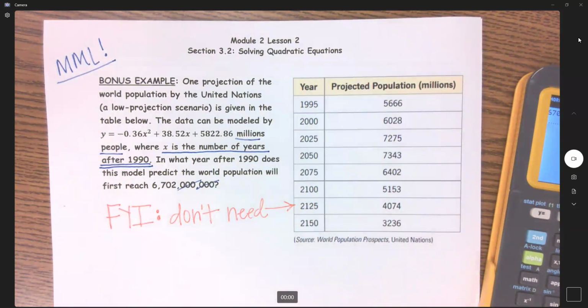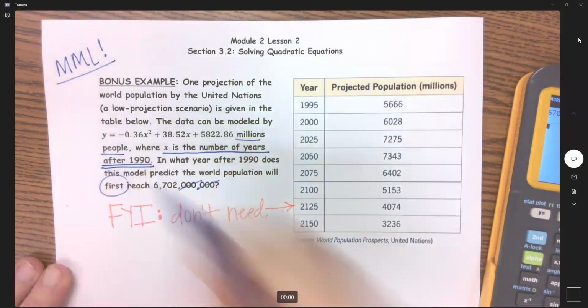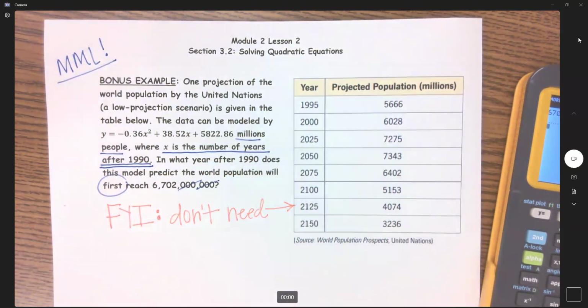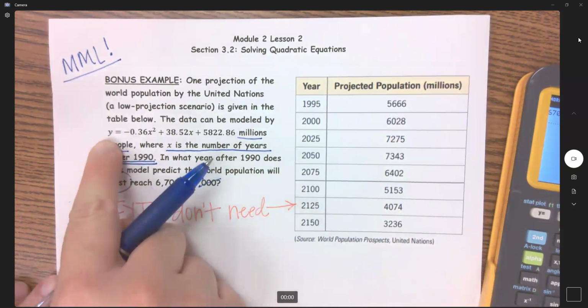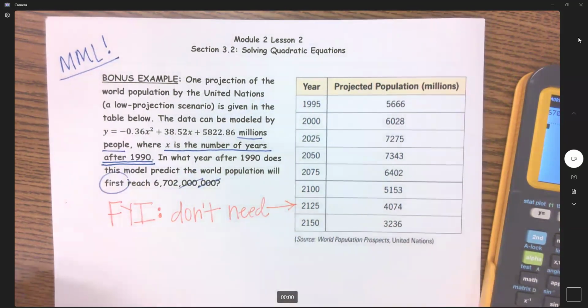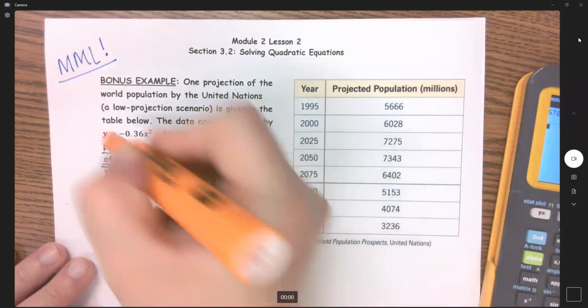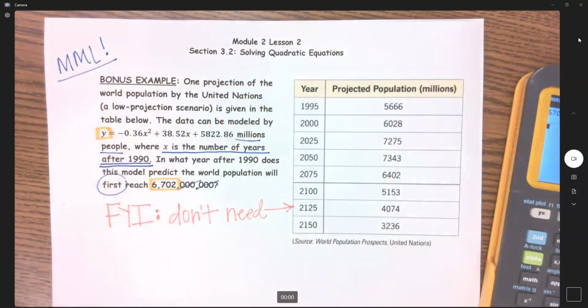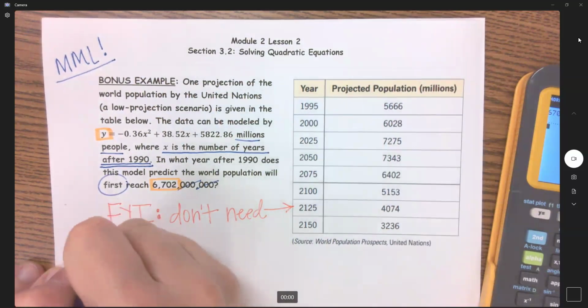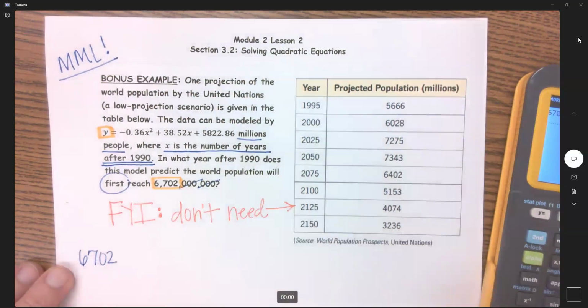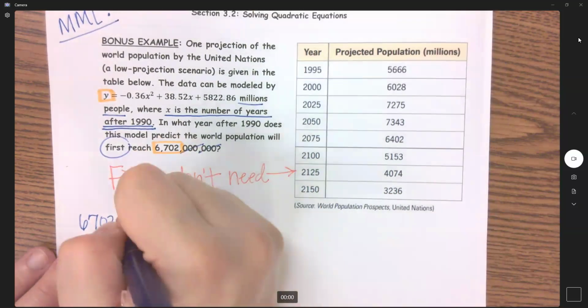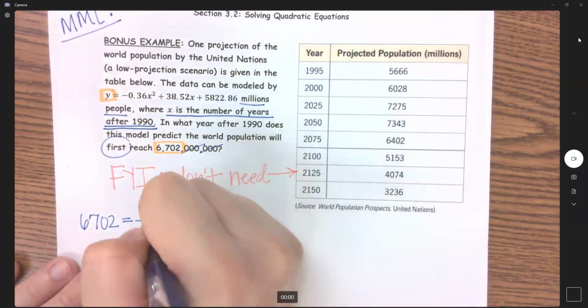So if I'm wanting to know in what year after 1990 does this model predict the world population to first reach this number here, this is what I need to substitute in here for y. So now this number here is what we are putting in here. So I get 6702 equals my equation.